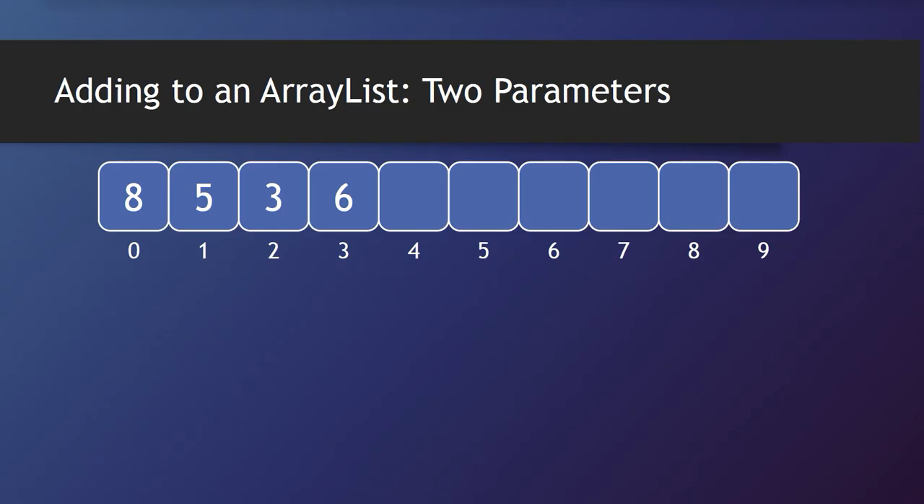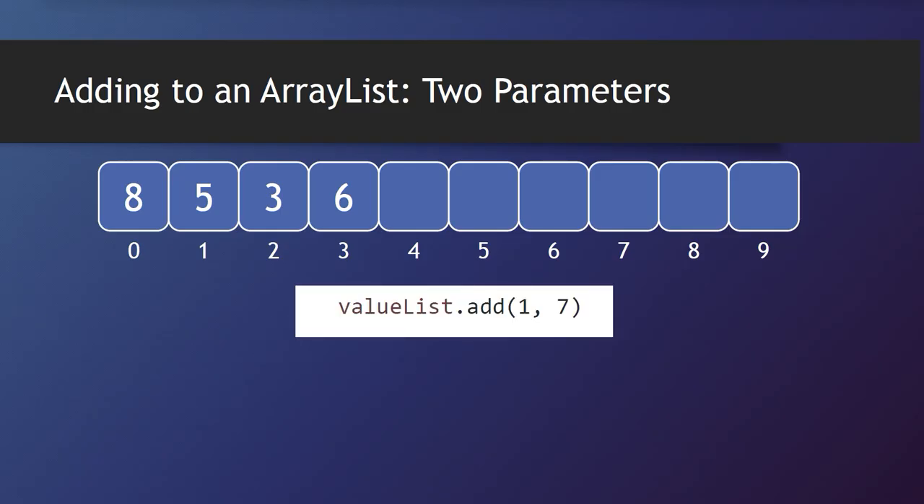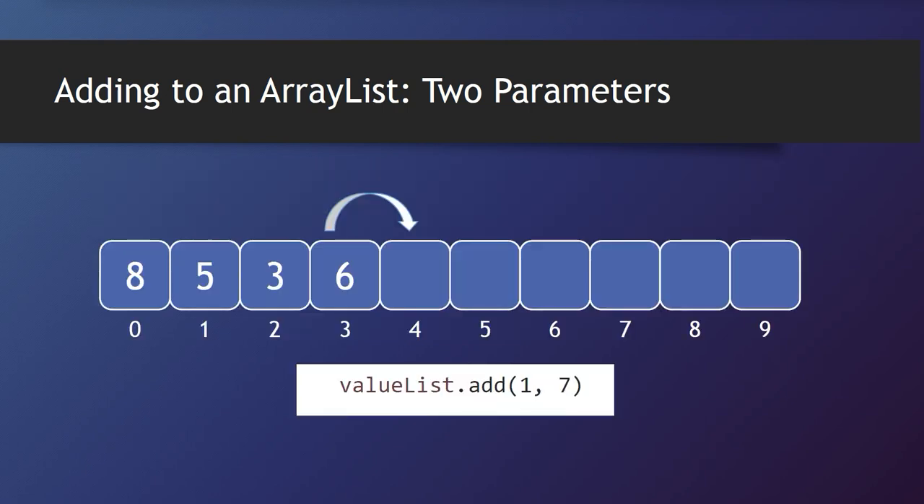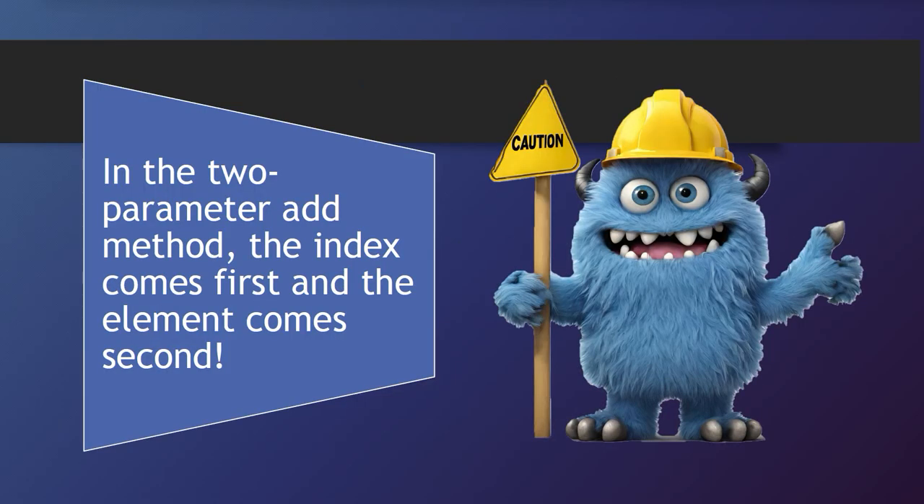Now we have a list of size 4, and if we invoke the two parameter add method, the first parameter is the index where we want the new item to go, and the second parameter, in this case the 7, is the item that we're adding. In order to make this add, the ArrayList first shifts elements over in the list to make space for the element being added. In this case, the 6 will move over a spot, then the 3 will move to where the 6 was, the 5 will move to where the 3 was, and that leaves an empty spot where we can then add the 7. And the size of the list has now grown by 1 to size 5. Remember that in the two-parameter add method, the index comes first and the element comes second.